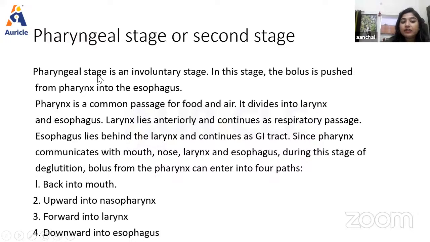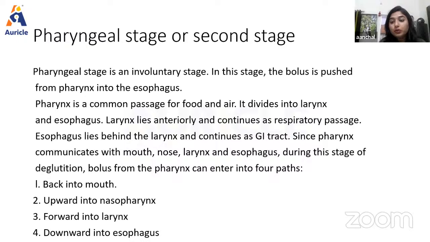So basically the pharyngeal stage is an involuntary stage. In this stage, the bolus is pushed from the pharynx into the esophagus. The pharynx is a common passage for food and air. It divides into the larynx and esophagus. The larynx lies anteriorly and continues as a respiratory passage. The esophagus lies behind the larynx and continues as the GI tract, since the pharynx communicates with the mouth, nose, larynx, and esophagus. So during this stage of deglutition, the bolus from the pharynx can enter into any of these.